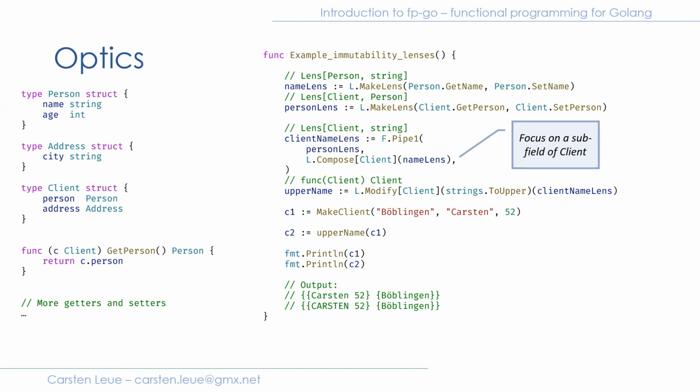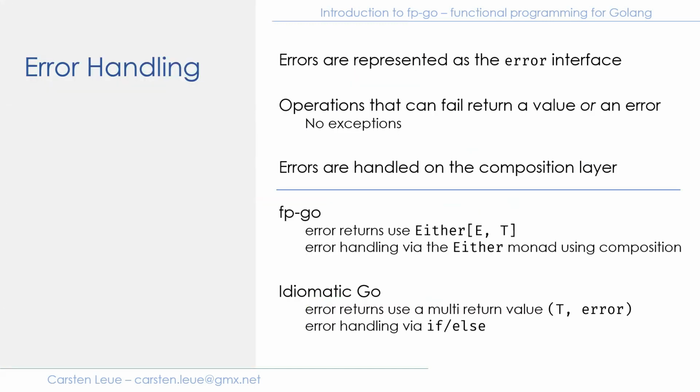Right. Let me skip this example in the interest of time, because I would definitely want to talk about error handling. Errors in Go are represented using an error interface. And one feature in Go is that errors are always handled explicitly, never as exceptions. So a function that can error out returns a multi-value return value with the actual data type and an error object.